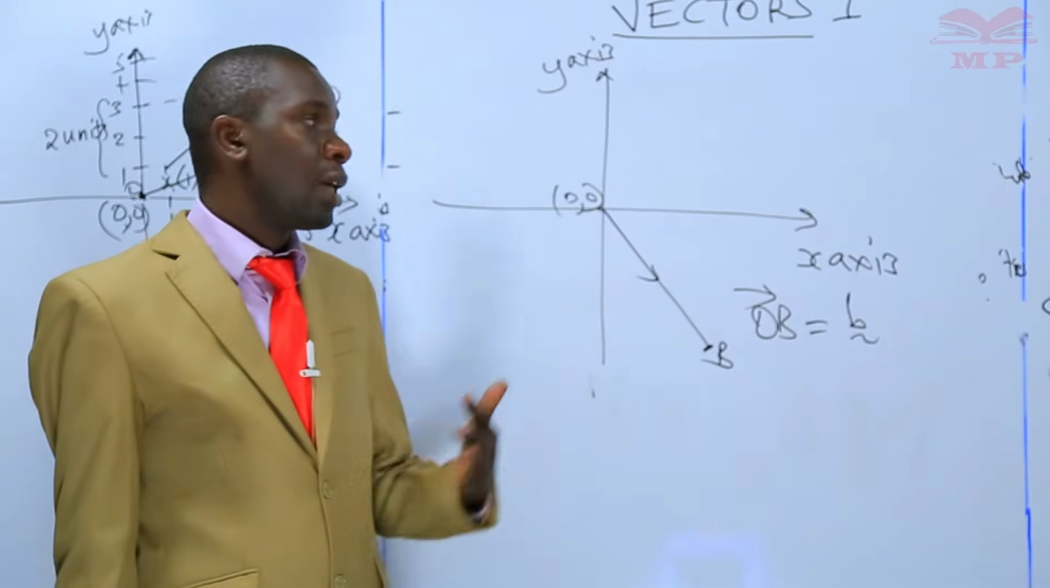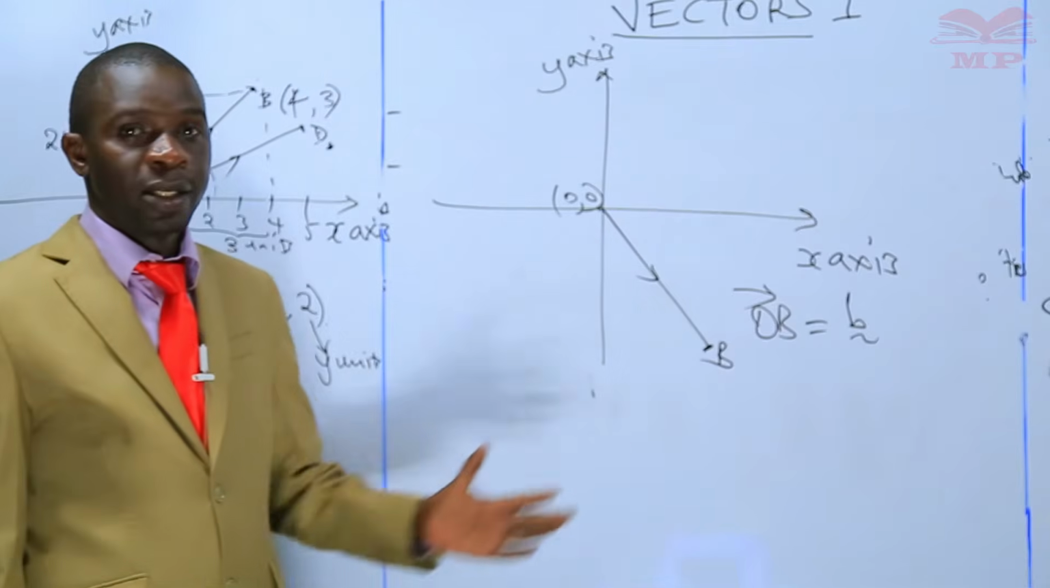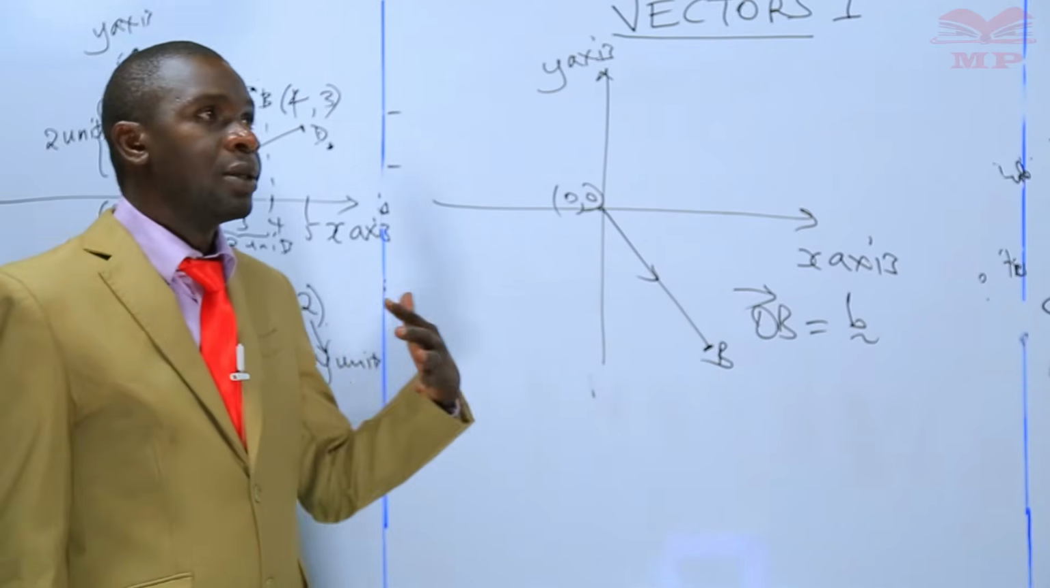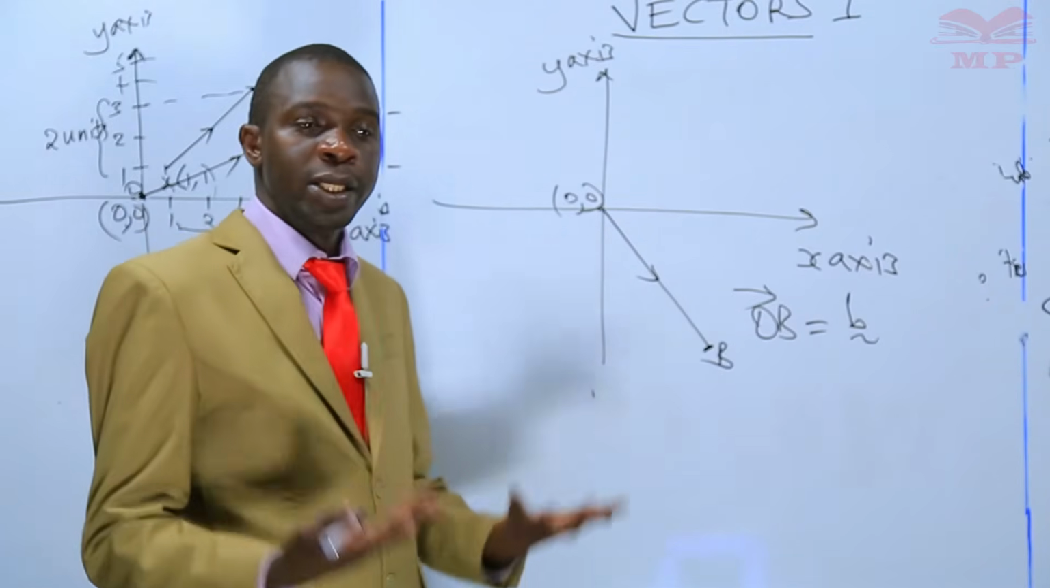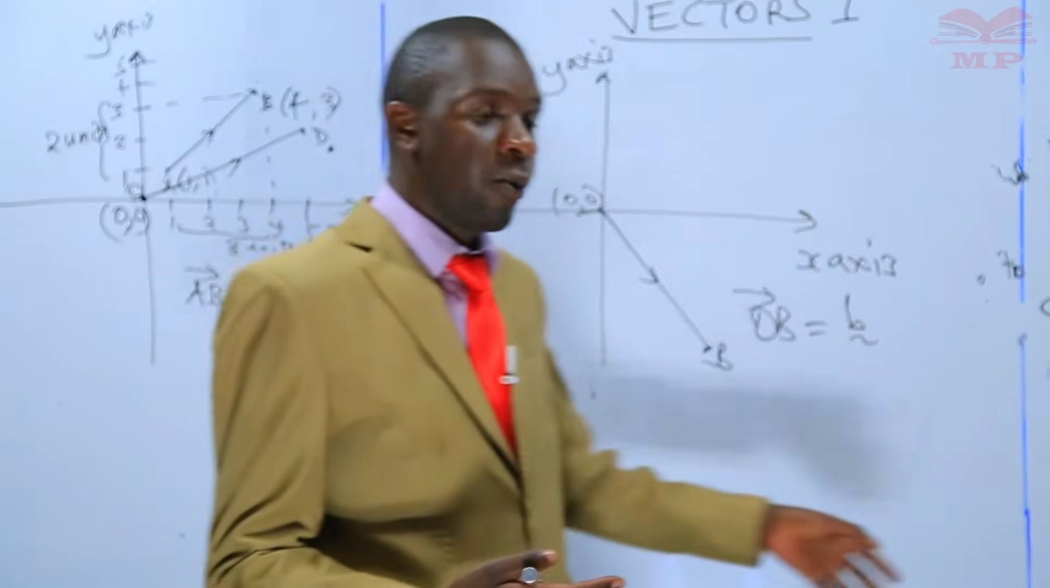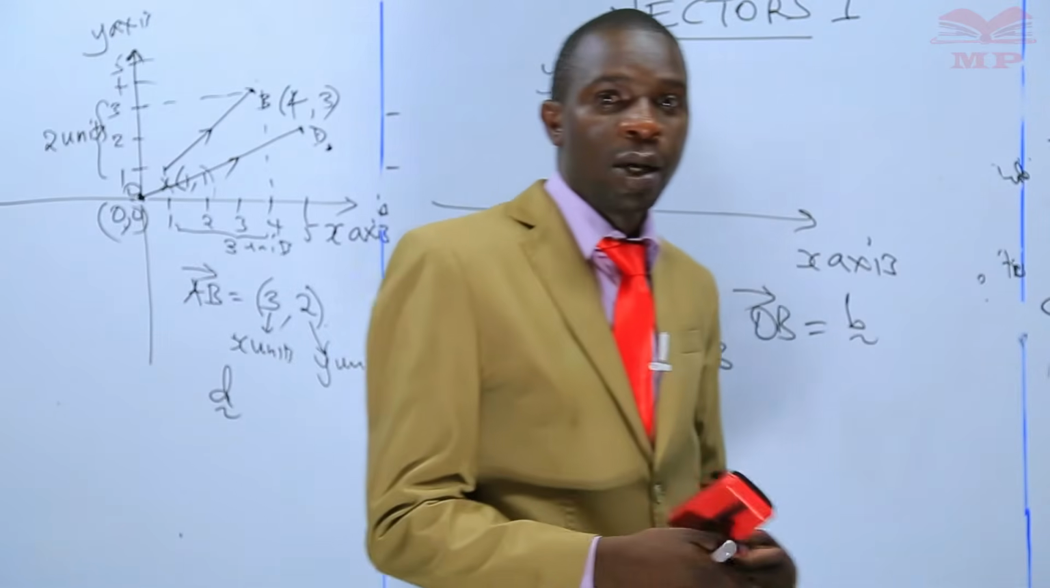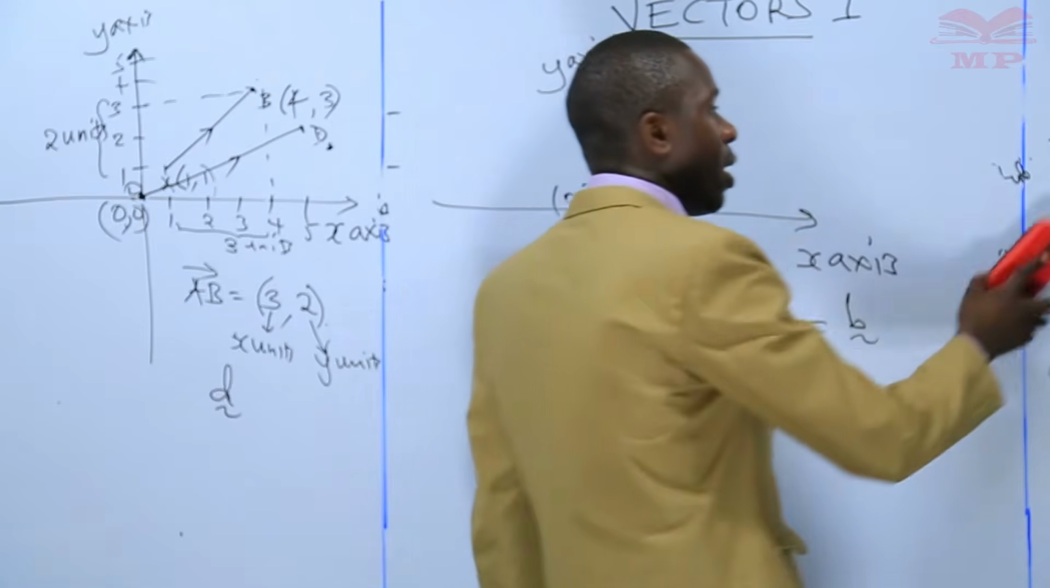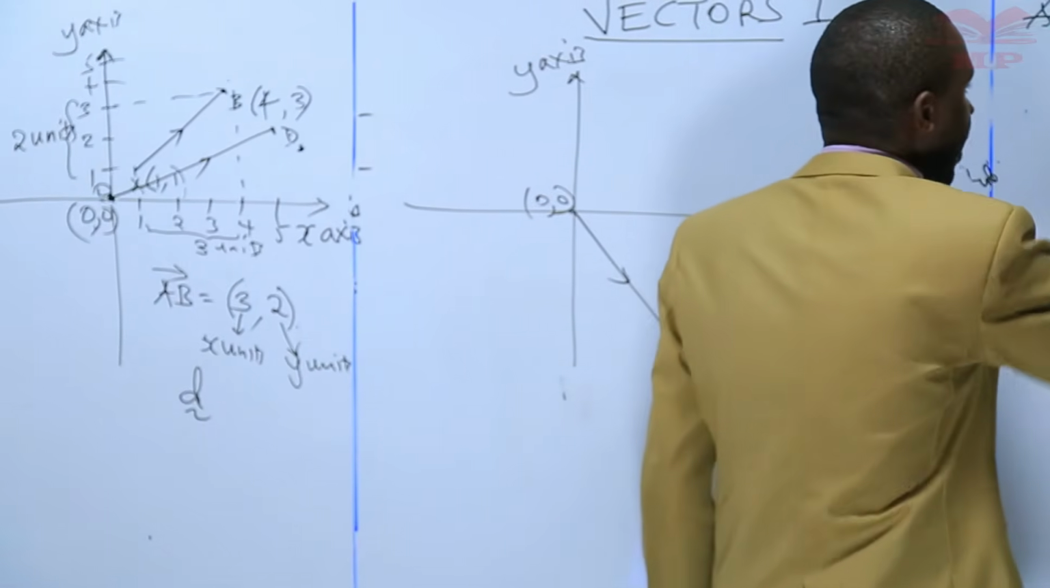So having looked at how we can represent vectors, I would now like us to see when we say that vectors are equivalent. So the next thing I want us to look at for this lesson is equivalent vectors.